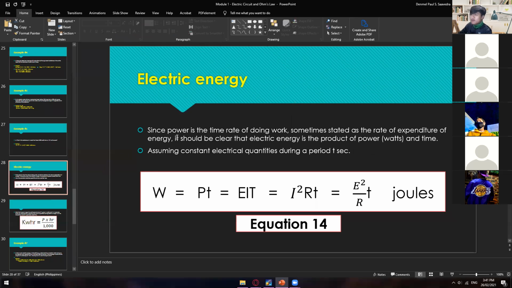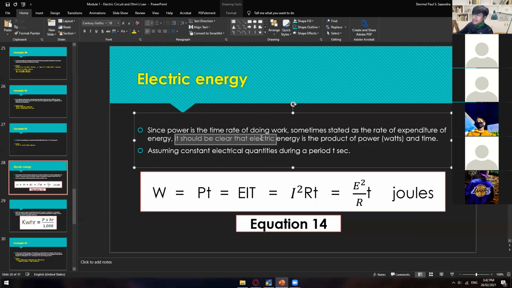Since power is the time rate of doing work, sometimes stated as the rate of expenditure of energy, you could say that when you say energy, you could also say that it's equal to power. There is power, there is energy. It should be clear that electric energy is the product of power, watts, and time. So you can also say that power is the product of electric energy and time.